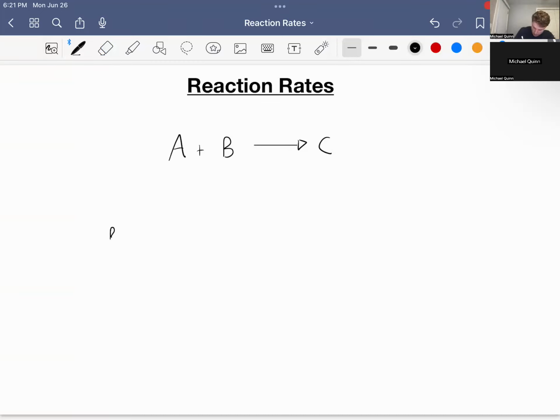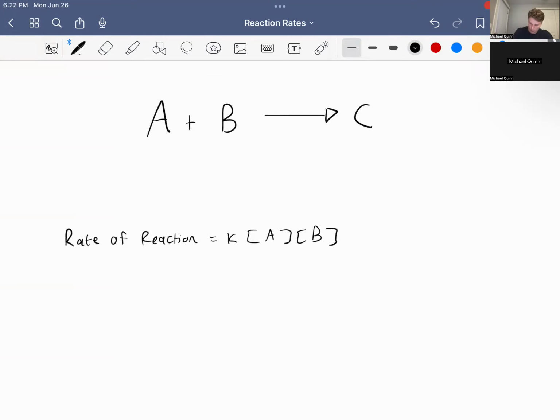So the rate of reaction is equal to little k times A times B. Now, one thing I left out in the last video is the order of our reactants. You need to include the order of your reactants every single time you write a rate law. So the order will be what these individual reactants are raised to as an exponent. So we do not know the order of A or the order of B yet. So I denoted them with arbitrary variables X and Y.